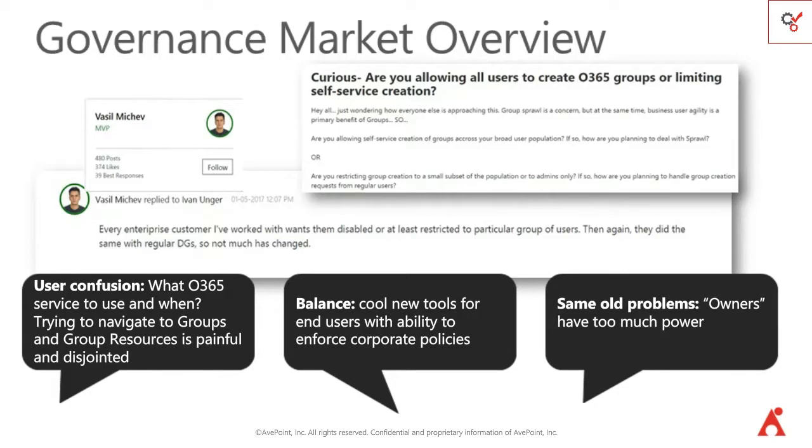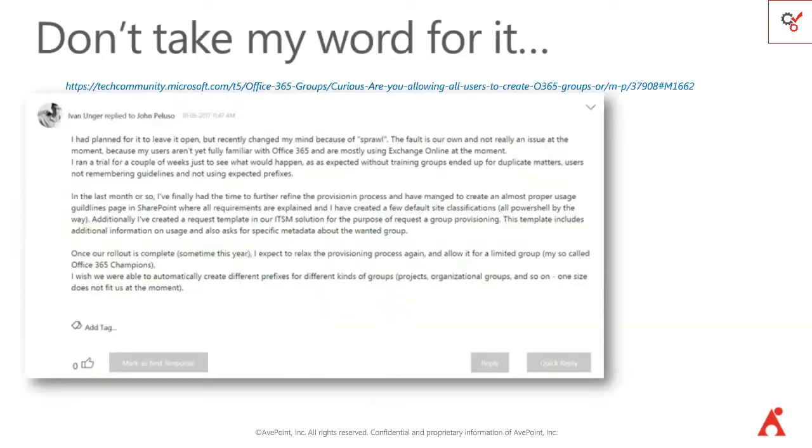This is something that we want to take a look at. Now, Microsoft is going to provide some tools for us to control some of these things that people are worried about. So here's a post about enterprise customers wanting self-service creation of groups turned off. Here's another quote about planning to leave self-service creation open, because you don't want to deal with all the nonsense of getting these requests to create groups. But at the same time, the concept of sprawl is one we hear all the time.